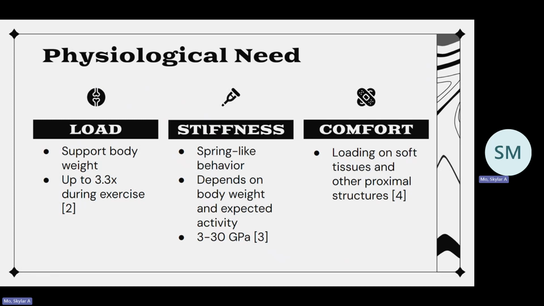Prosthetics are designed with the spring-like model in mind with varying spring stiffnesses. A stiffness level can be prescribed by a doctor based on the user's weight and expected activity. Higher stiffnesses are assigned for higher body weights and/or higher activity levels.